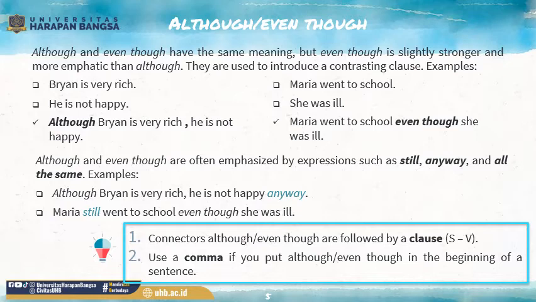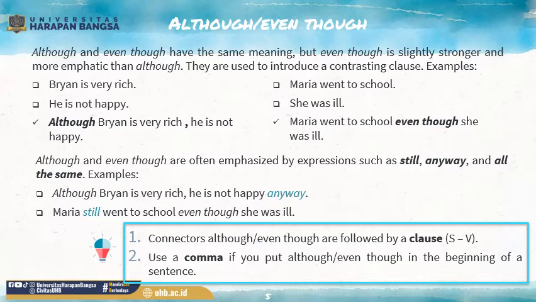Second sentences or second example. Maria went to school. She was ill. Maria pergi ke sekolah, padahal Maria sedang sakit. So we will combine these two sentences using even though. Kita gabungkan dua kalimat ini menjadi satu kalimat dengan kata hubung even though. So the sentence will be Maria went to school even though she was ill.